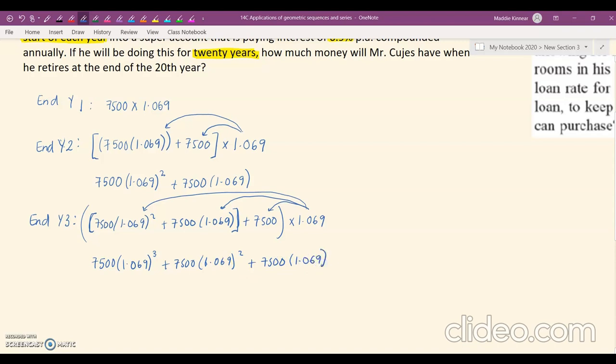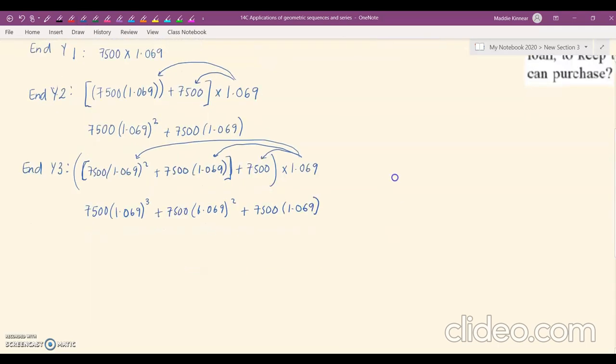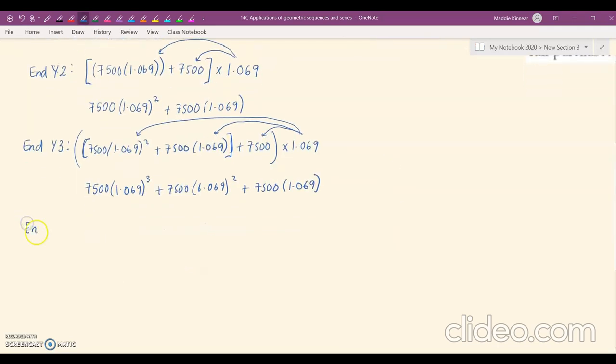So we can see a repeating pattern occurring here. We seem to be adding in an extra 7,500 and the powers are just increasing as the years go up. So we can predict now, based on this pattern, that at the end of year four we're going to have something that will be 7,500 times 1.069 to the power of 4 plus 7,500 times 1.069 cubed, and so on, all the way back down to just my 7,500 times 1.069. So this is going to keep occurring.